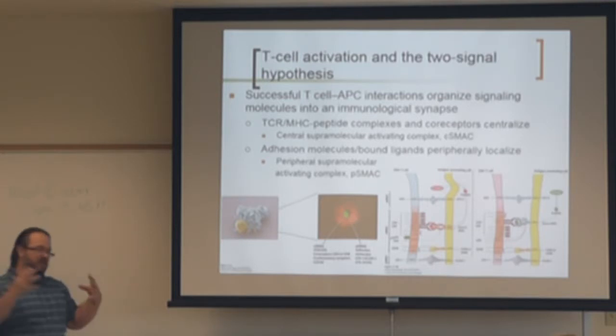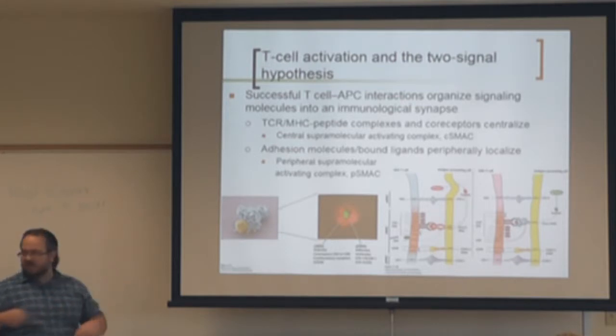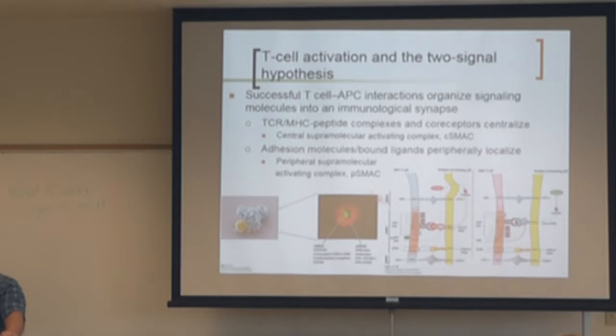So they do want to stabilize, and that's why you have those adhesion molecules that help to strengthen that synapse between the two cells for a period of time, so that they can communicate, secrete cytokines, receive co-stimulation, and then become an effector cell.